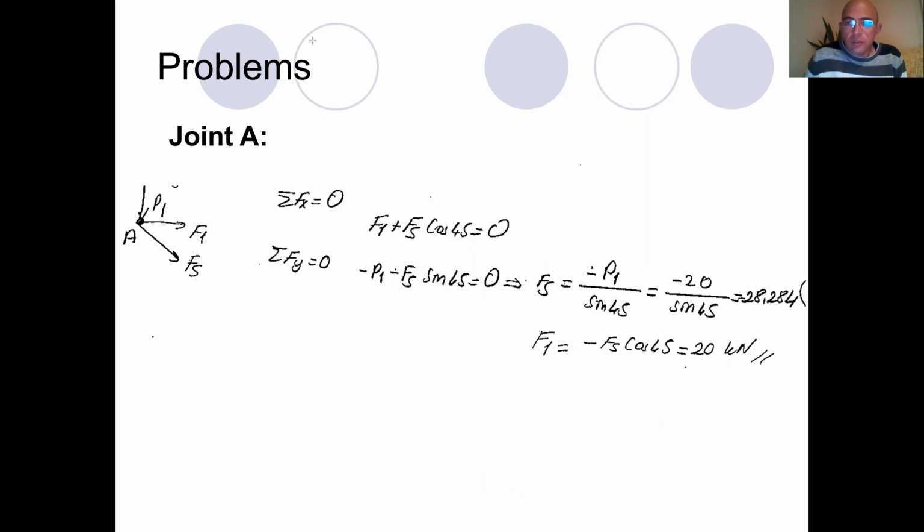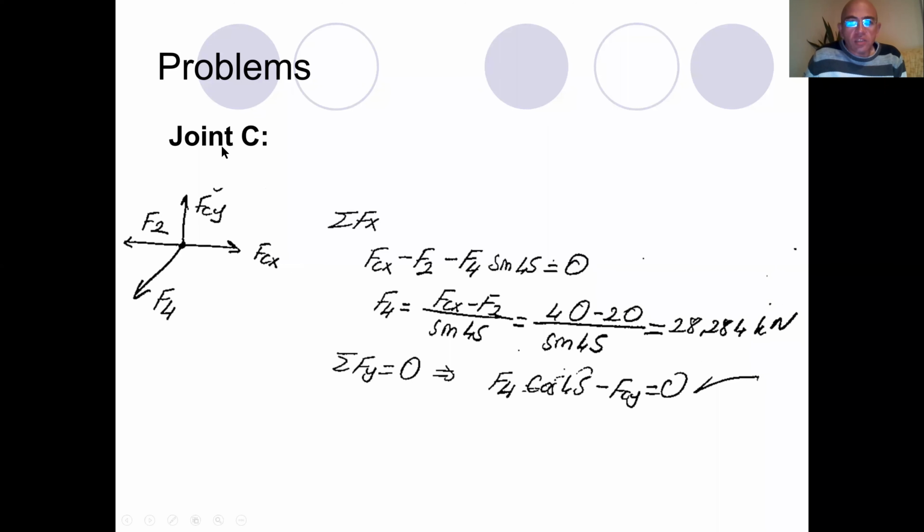Now I have written the equilibrium conditions for joint B and A. Next is joint C. So at joint C, I have FCY, FCX, F4 and F2. Okay, I already know the value for F2. In fact, the only unknown is F4 here. If I write the equilibrium equation in x direction, so sum of the forces in x direction is equal to 0. From here, FCX minus F2 minus F4 multiplied by sine 45 is equal to 0. Now this gives me the expression for F4 because I already know the value of F2. F2 is, remember, that 20.